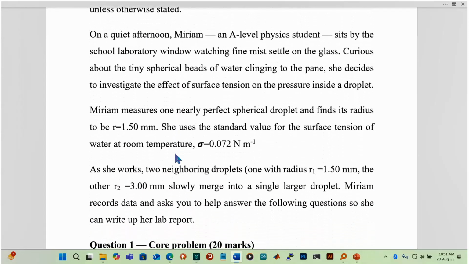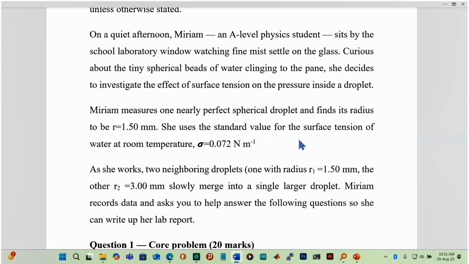The scenario goes: on a quiet afternoon, Miriam, an A-level student of physics, sits by the school laboratory window watching fine mist settle on the glass. Curious about the tiny spherical beads of water clinging to the pane, she decides to investigate the effect of surface tension on the pressure inside the droplet. Miriam measures one nearly perfect spherical droplet and finds its radius to be R = 1.50 millimeters.